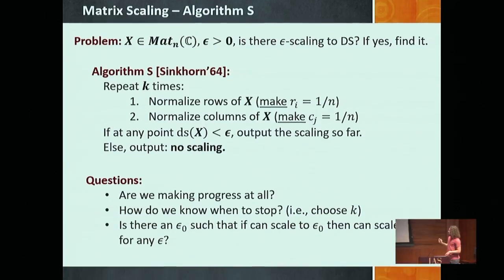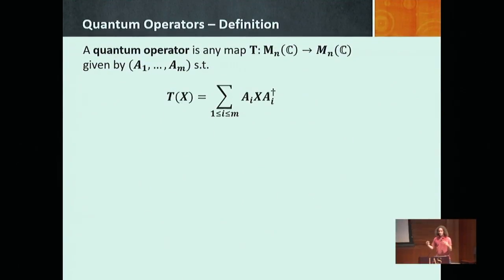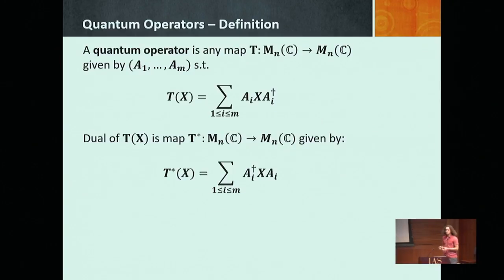Now let's describe the generalization again, the quantum operator, which we already saw as well. A quantum operator is any map from PSD matrices to PSD matrices given in this form. The map is described by a tuple of complex matrices, like Javier described yesterday. The operator T maps the matrix X to the sum of A_i X A_i dagger, and you have the dual of this map, which maps X to the sum of A_i dagger X A_i.